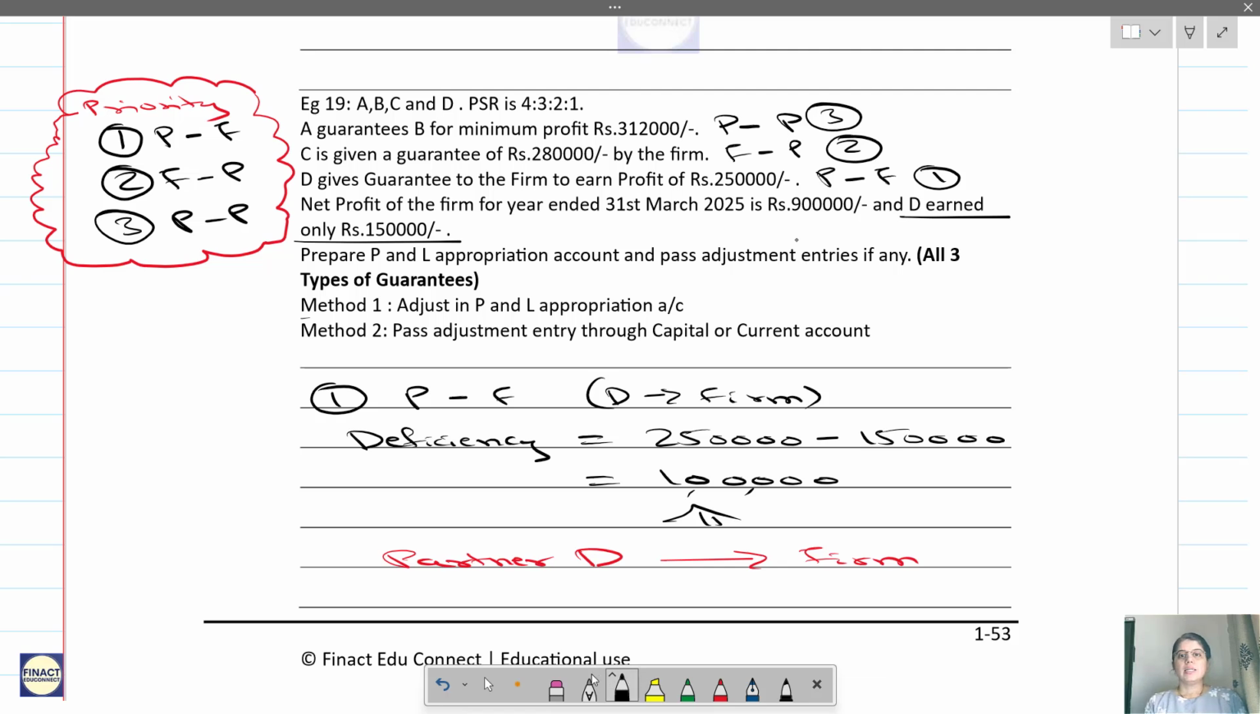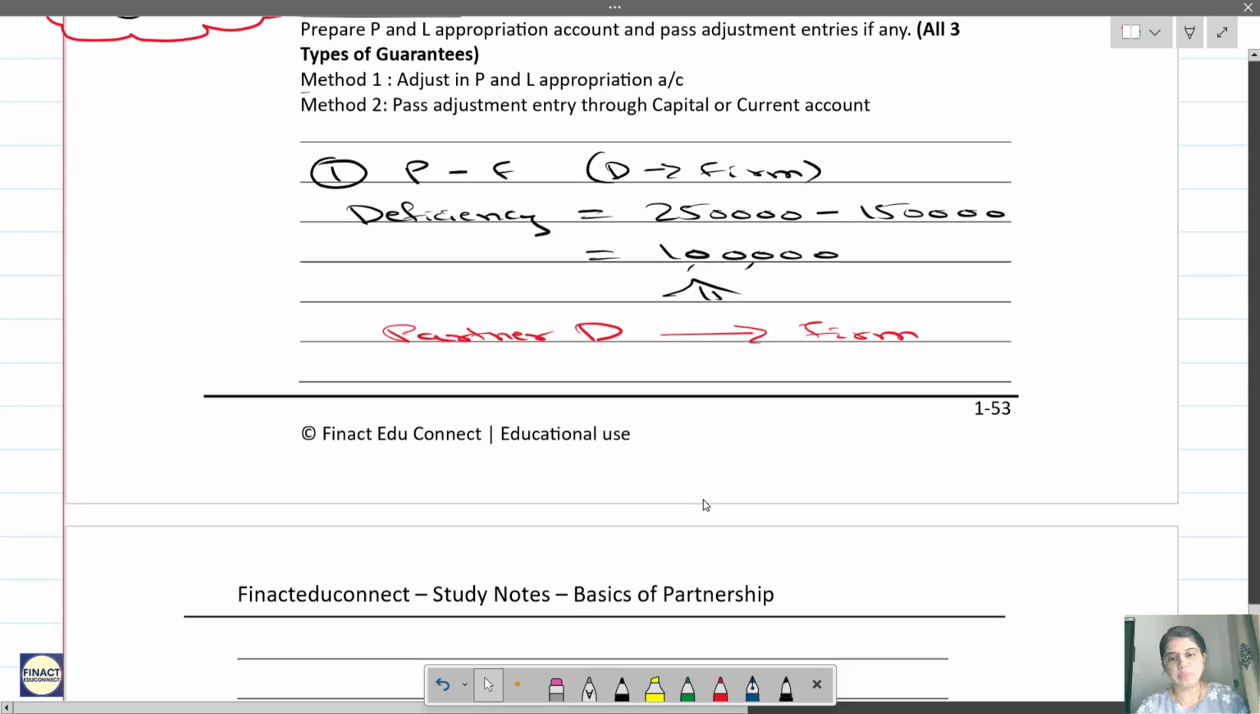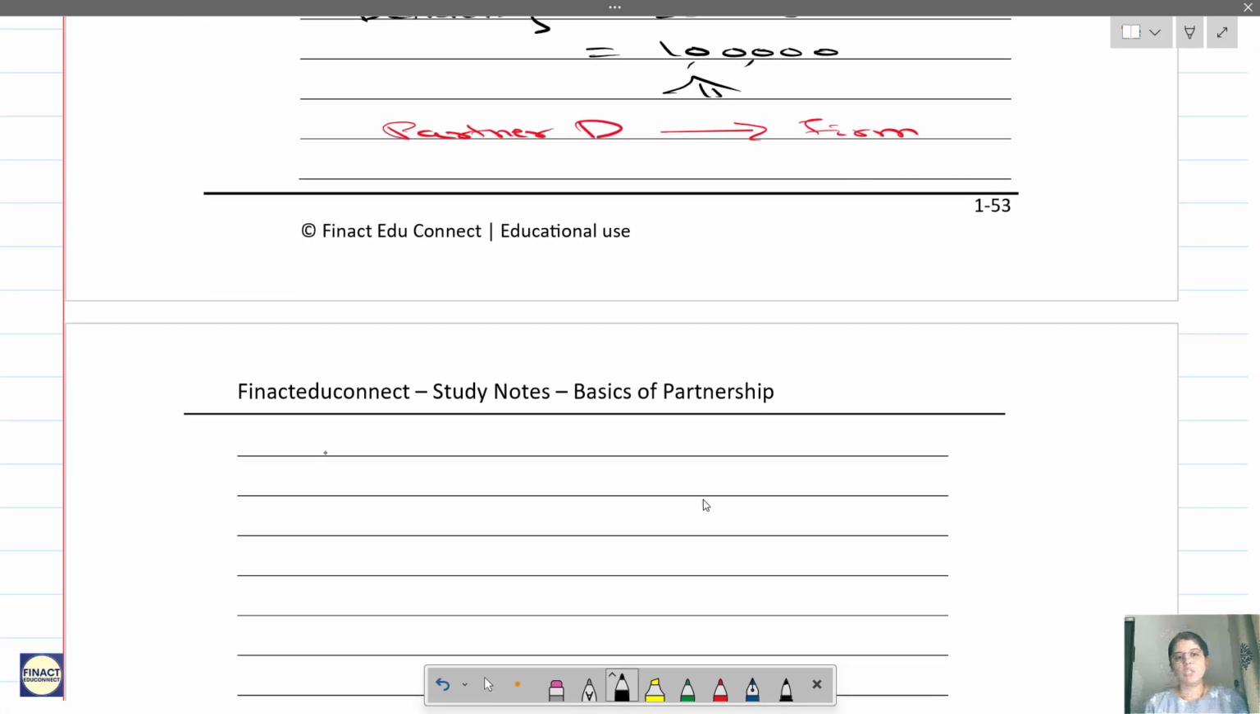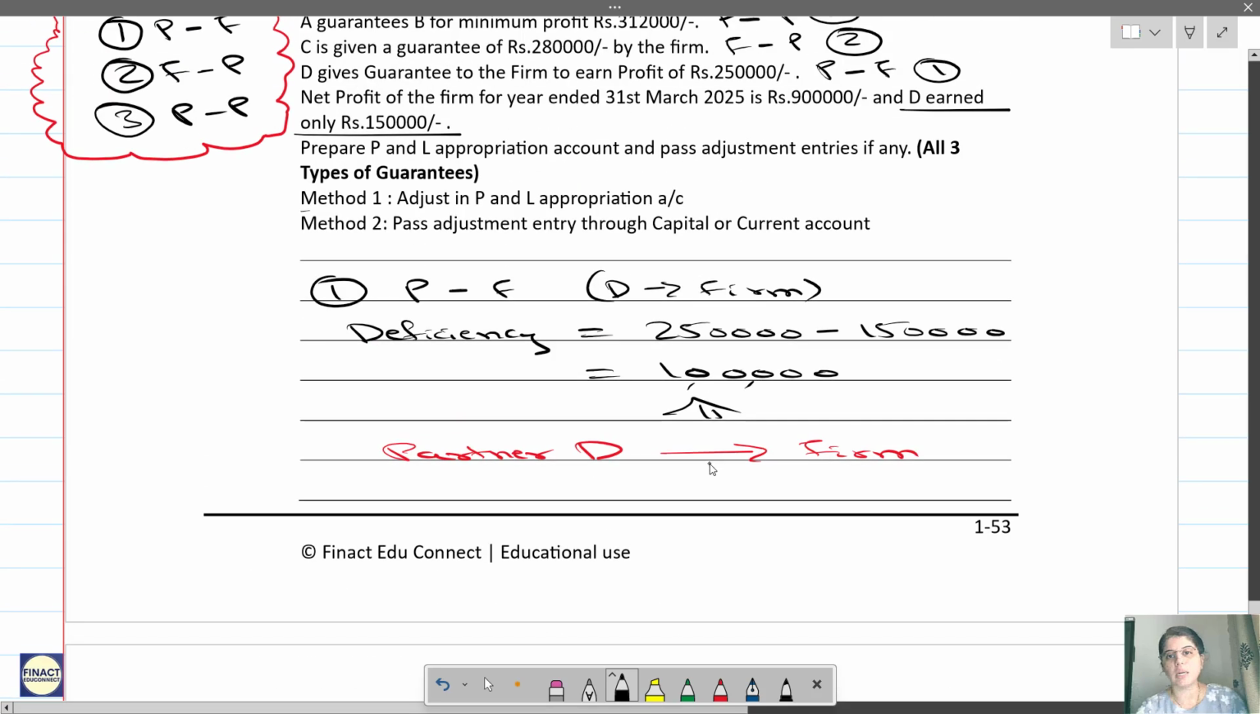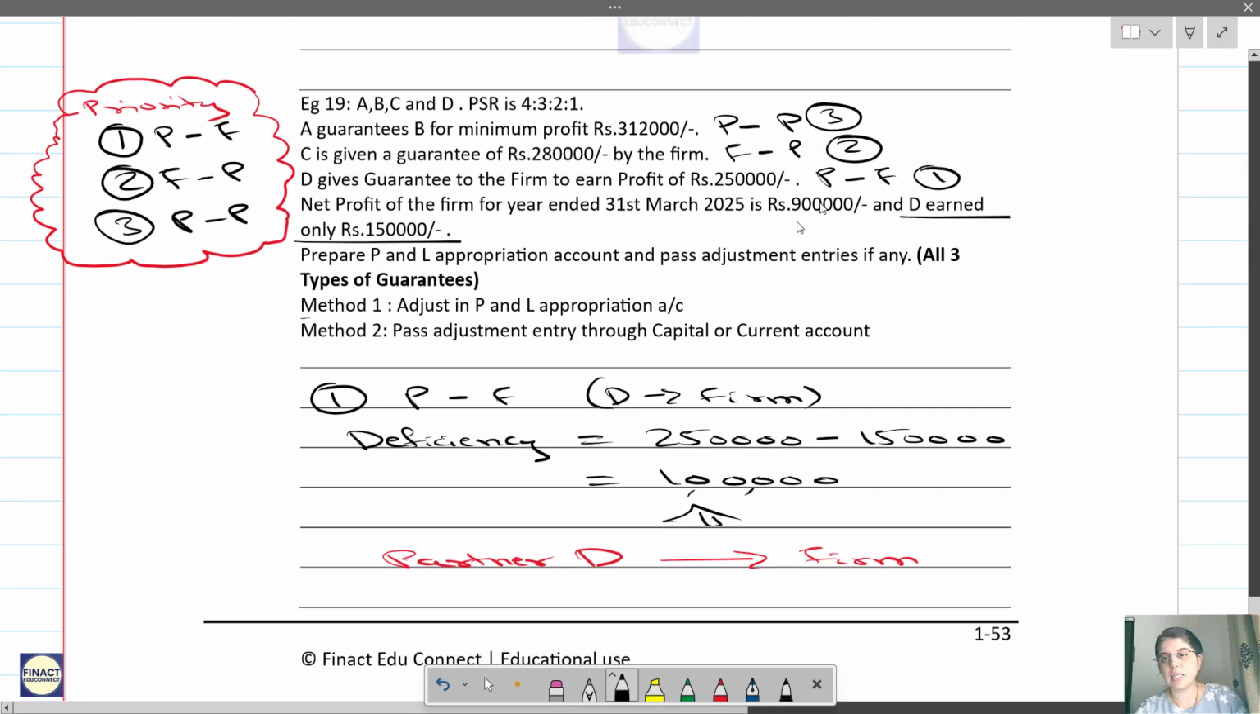Now second, we will do firm to partner. C is given a guarantee of 2,80,000 by the firm. Now see here, for the second one we will do the profit of the firm. So what is the profit of the firm given over here? Profit of the firm given is 9 lakhs.